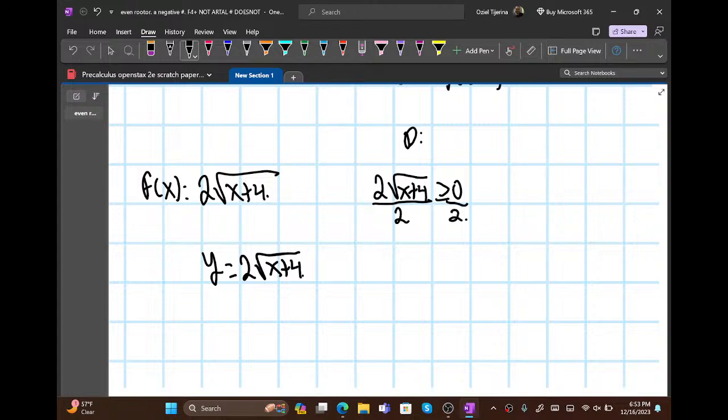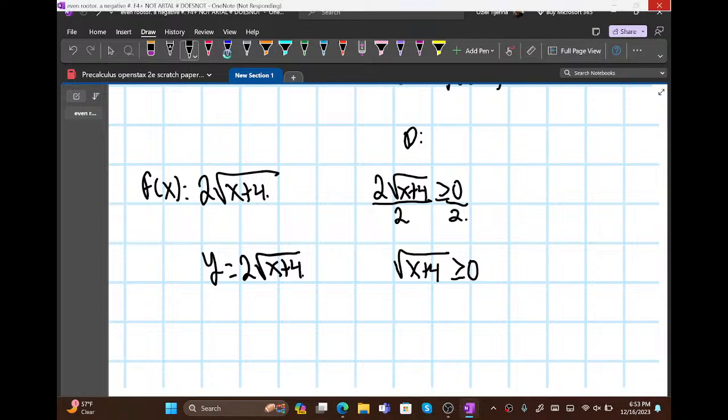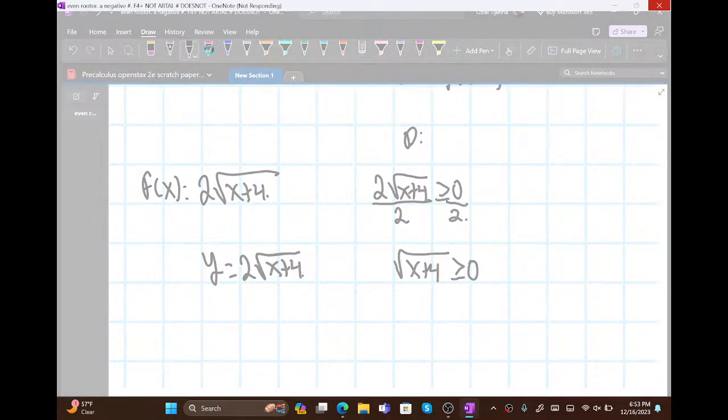So divide by 2 on both sides. We get the square root of x plus 4 is greater than or equal to 0. We're going to go ahead and square both sides.